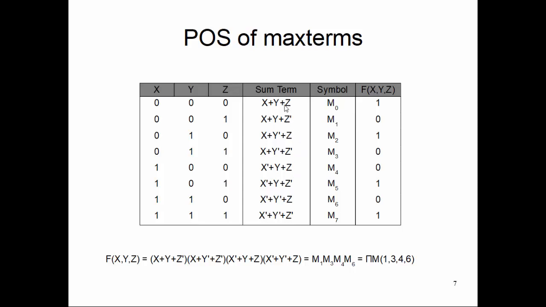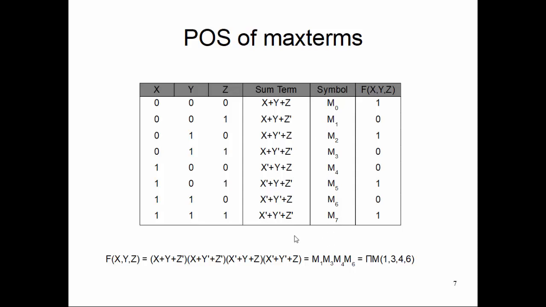Now we assign again a symbol. Instead of a small or lowercase m, we use a capital M to make that symbol. So this is a max term symbol, and we put the index. The index concept is the same: the value represented by that binary combination, that value we put as an index. So for example, 101 is basically your capital M5. Capital M is a max term, whereas small m is a min term.